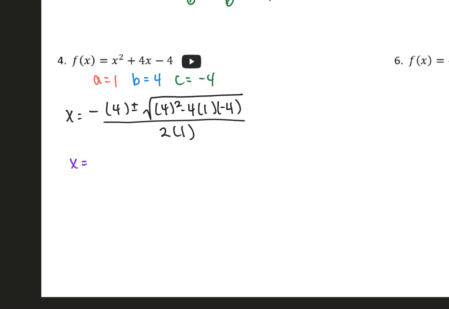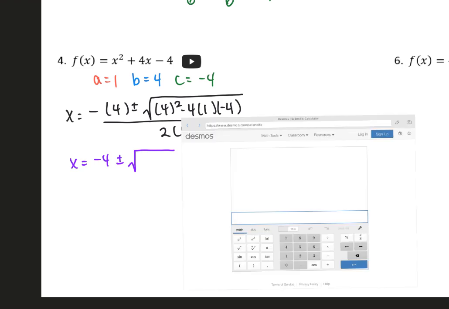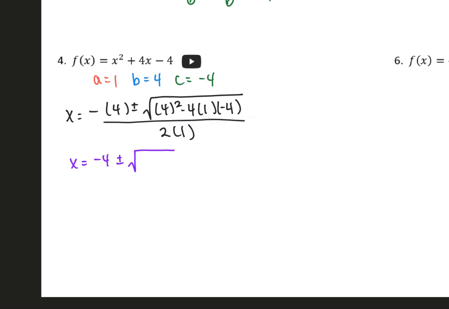So out front, we just have a negative 4. And now we're going to plug our discriminant into our calculator. All right, so when we plug in our discriminant, 4 squared minus 4 times 1 times negative 4, we get 32. So plus or minus the square root of 32, and 2 times 1 in the denominator is 2.